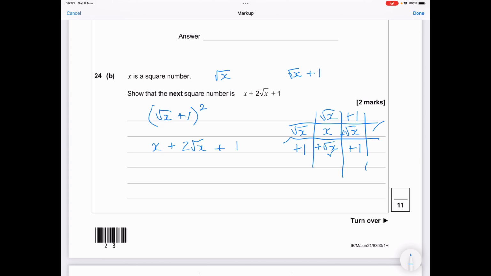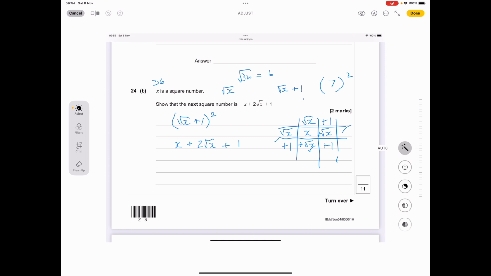So if we were to put in 36, we would get root 36 is 6, and then 6 plus 1 would be 7. 7 squared is 49, and it would break down into that. Okay, let's have a look at the last question.